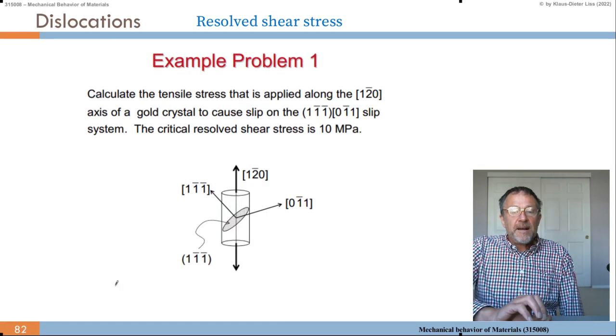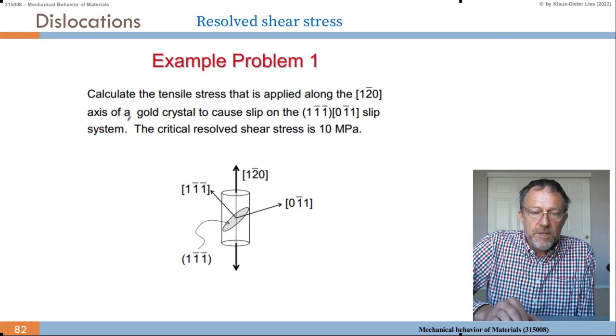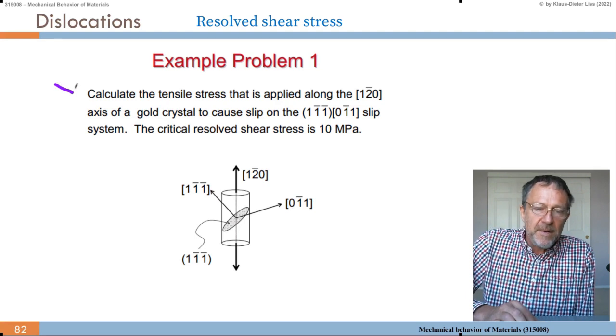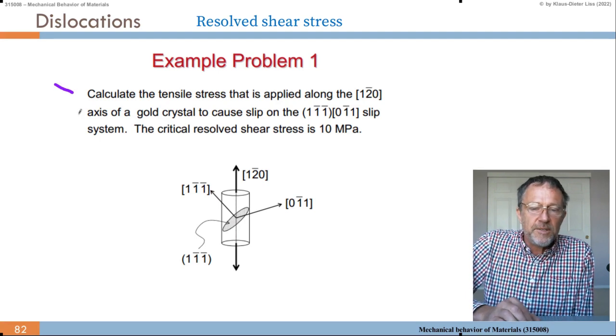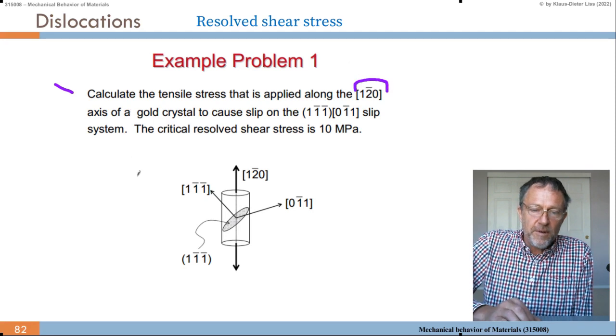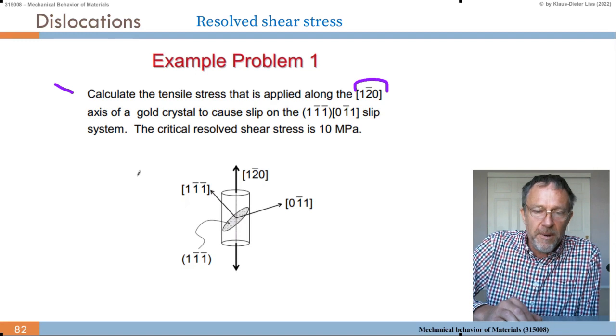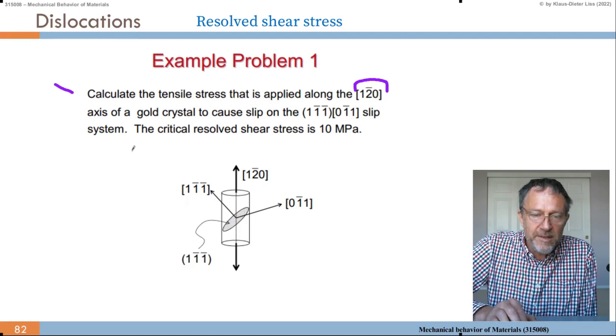Just looking at the other figures, looks all good. There are typical examples you should be able to solve. For example, calculate the tensile stress that is applied to the 1 minus 2, 0 axis of a gold crystal. You have gold all in your pocket right now. With inflation, you better buy some.